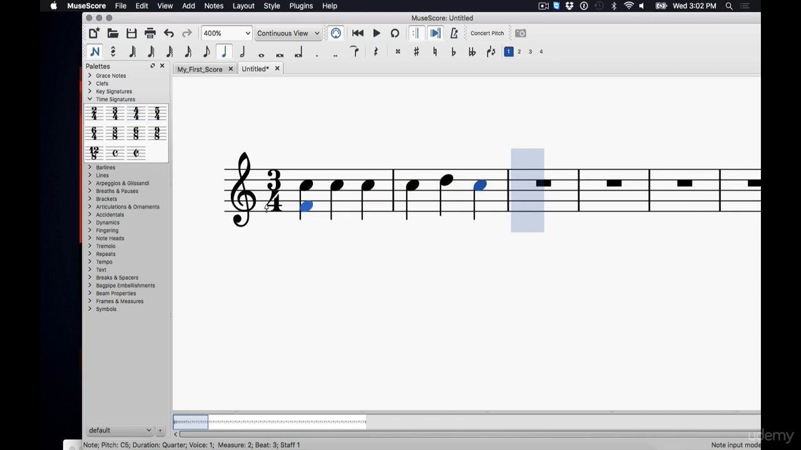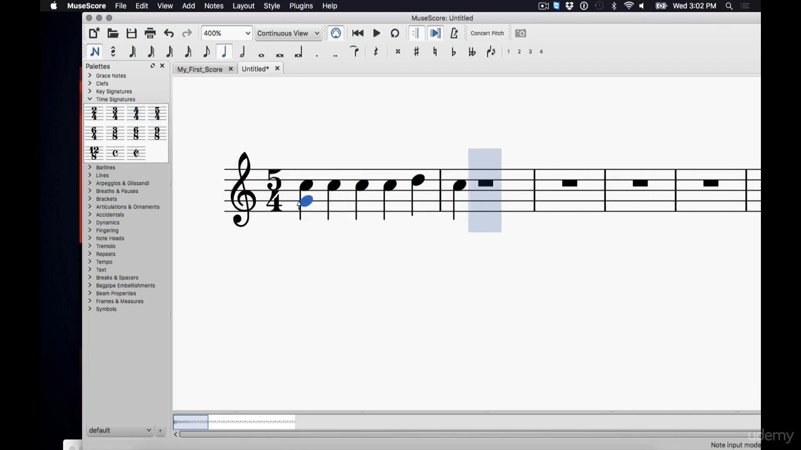If I was in 4/4 time, I could put 4. If I was in 5/4 time, I could have 5. 1, 2, 3, 4, 5. So that top number tells us how many beats in a measure.